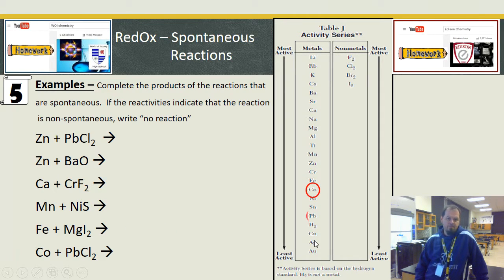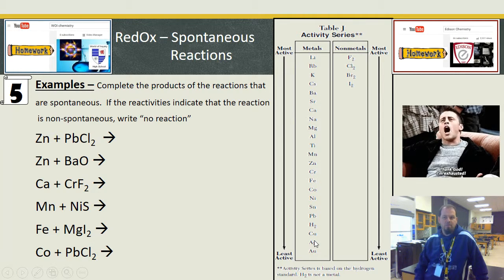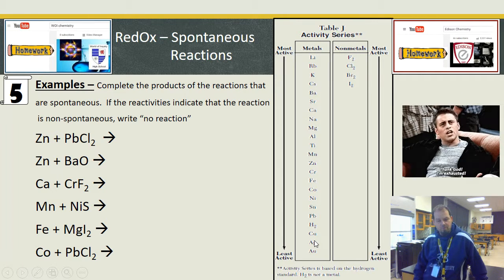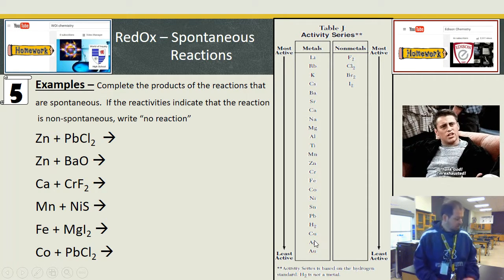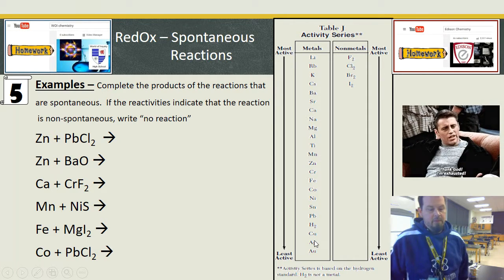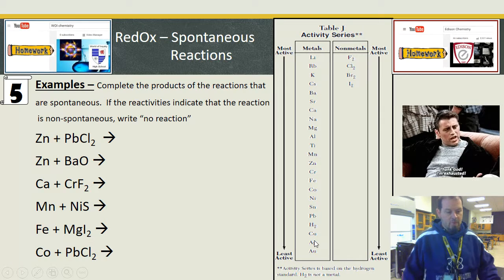Last one, cobalt and lead. Notice that lead is below cobalt, so it will react. Switch out the lead and the cobalt, and we just used table J to predict reactivities and a quick review of single replacement reactions. We have done those before, so I didn't spend an entirely large amount of time predicting which way they would go. But with that, we're out.